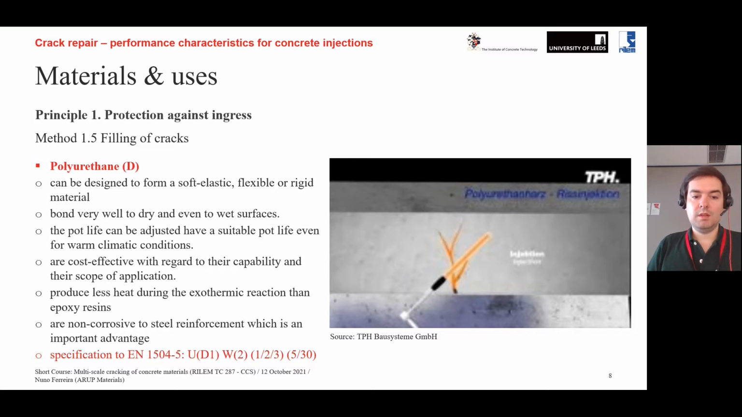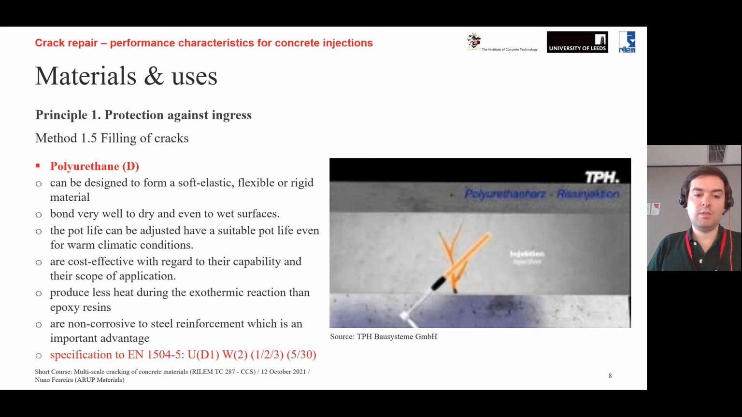The specification, as I described in the deliverables before, is all about the use, U, and the workability, W. So use meaning D is ductile, D1 is the specific class. Workability as 2 means that the minimum injected crack width is 0.2 millimeters.